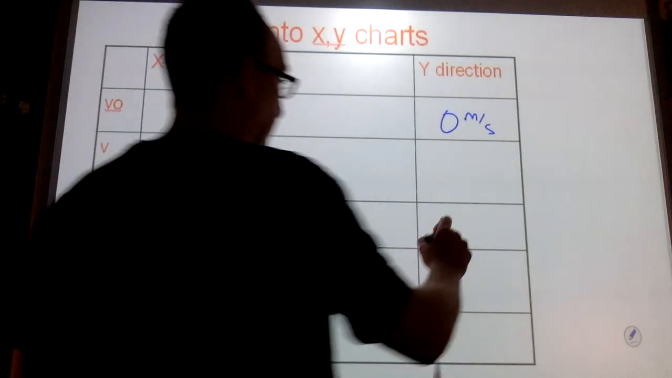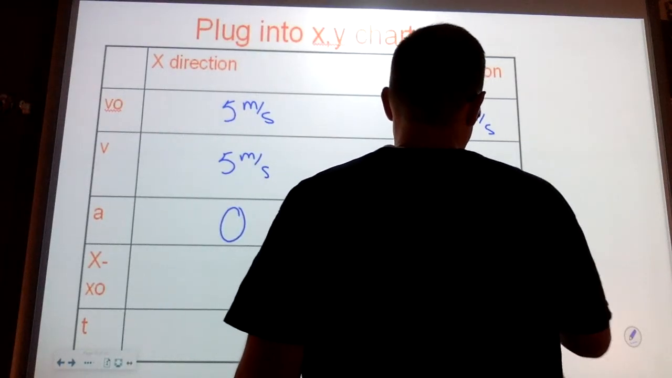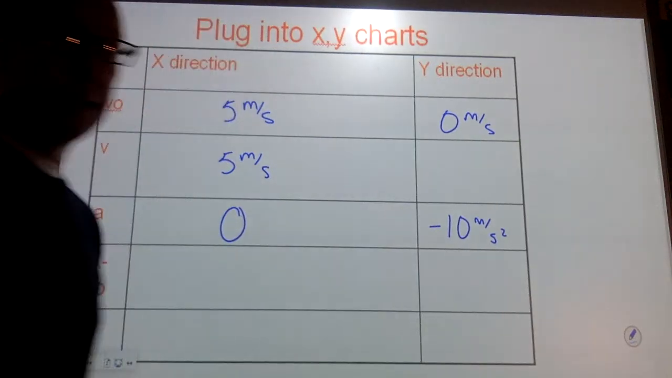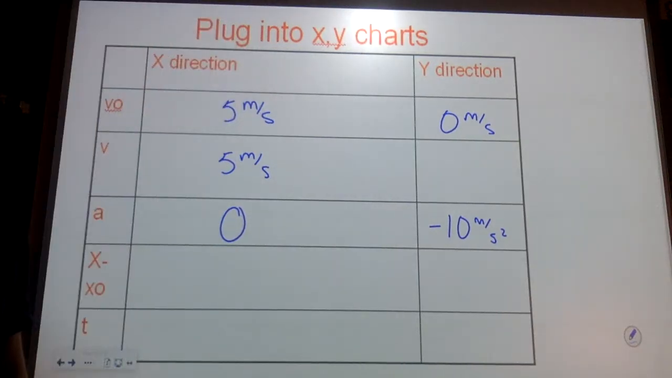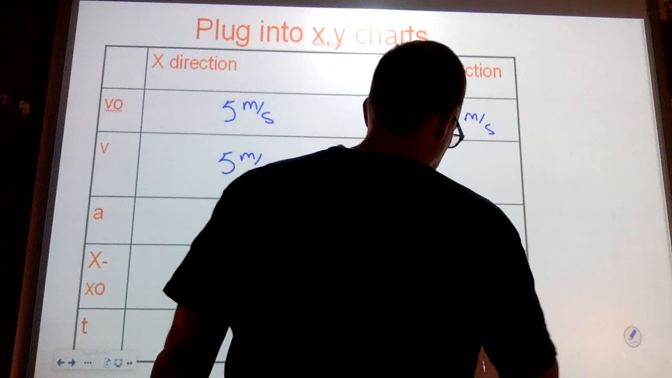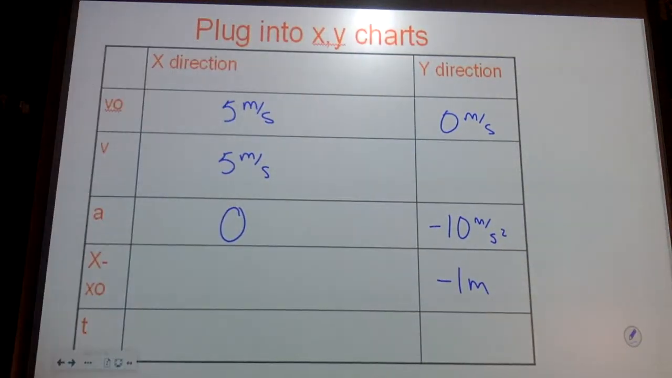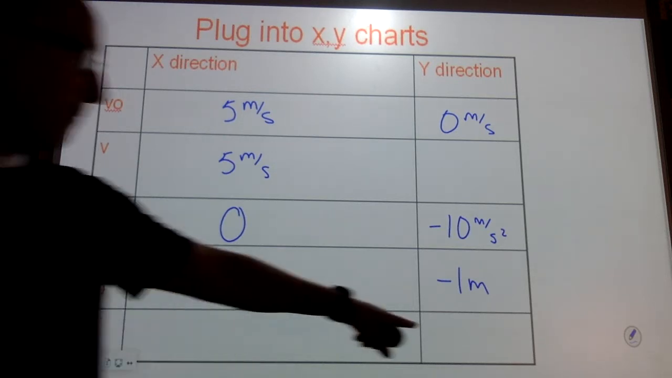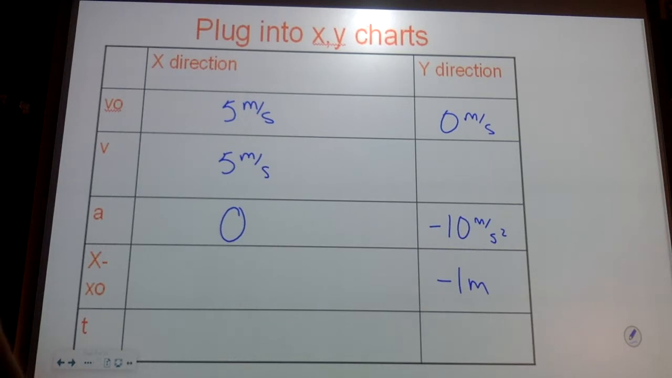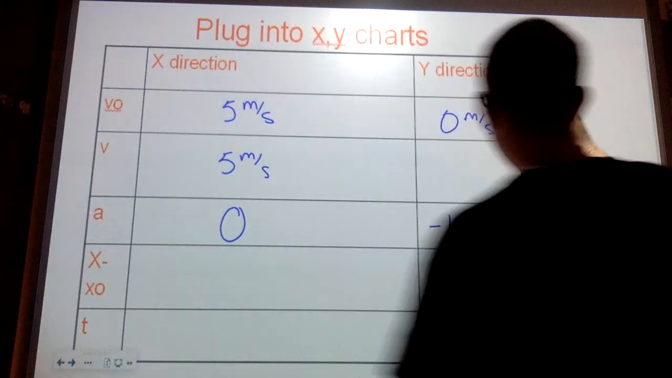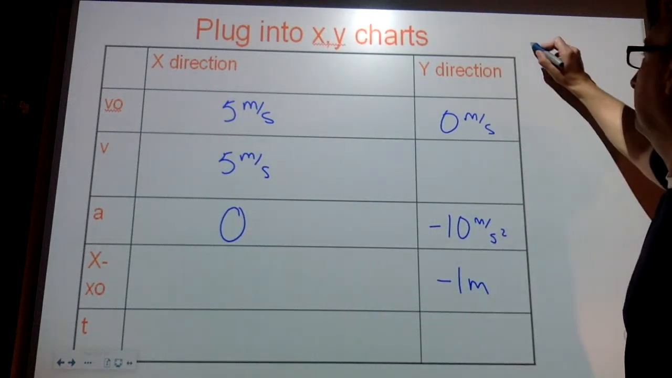I know my acceleration in the Y direction is -10. And I know that this cart is going to start at the top of a table that's 1 meter high and go down to the ground. So the displacement in the Y direction is going to be -1. The final thing I know is that the time for both of these charts are the same. So looking at the Y direction, I'm going to get my time.